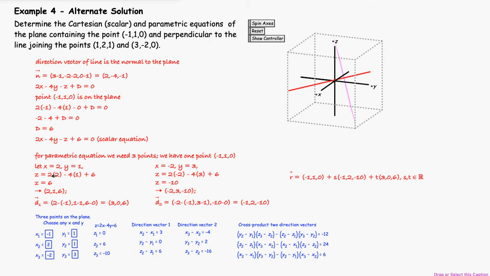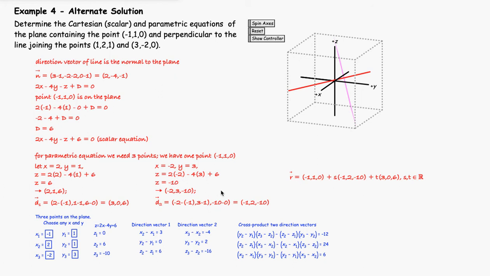When I plug that into the Cartesian equation, I get 2 times 2 minus 4 times 1 plus 6, bringing z over to this side. I will get 4 minus 4 plus 6, so z is 6. So the point 2, 1, 6 is on the plane. Alternately, now I'm choosing x is negative 2 and y is 3. I get 2 times negative 2 minus 4 times 3 plus 6. That gives me negative 4 minus 12, negative 16 plus 6 is negative 10. So negative 2, 3, negative 10 is another point on the plane.